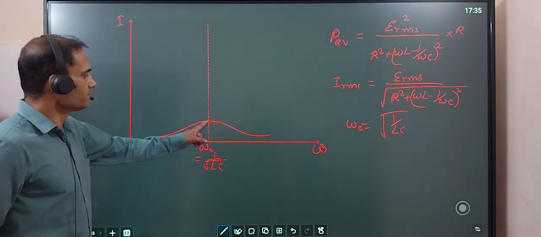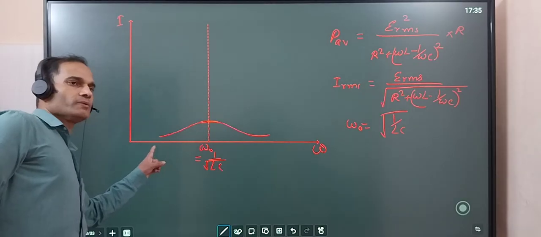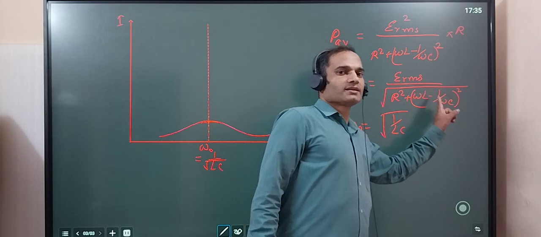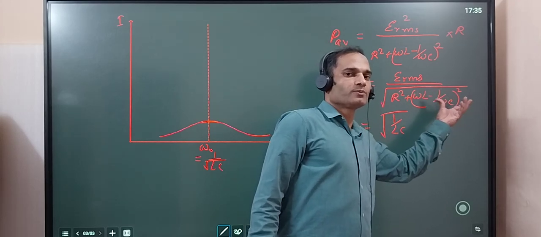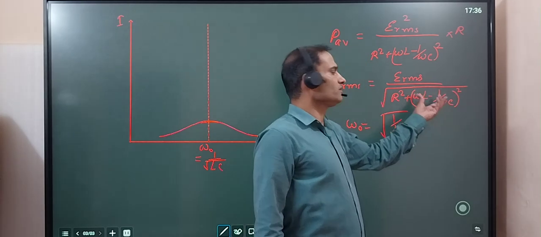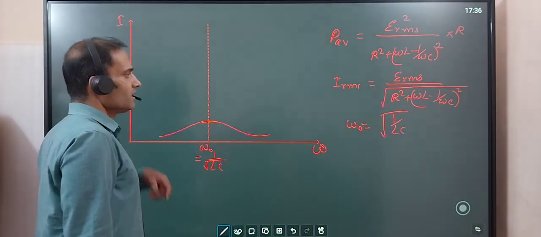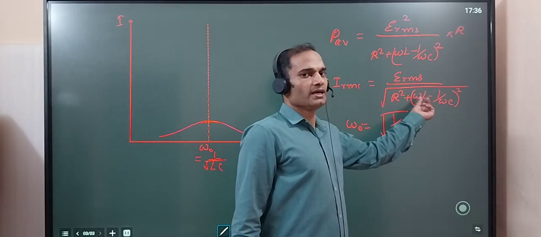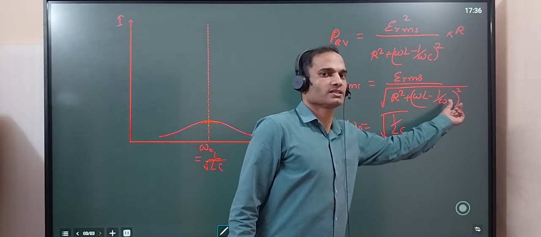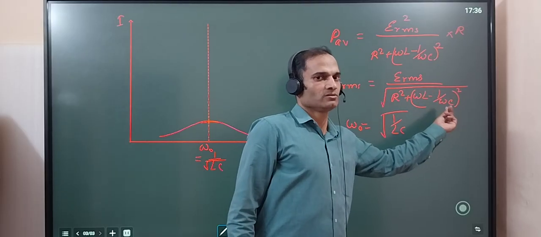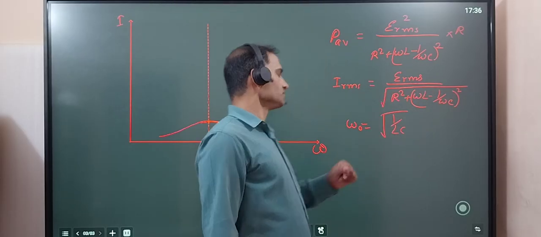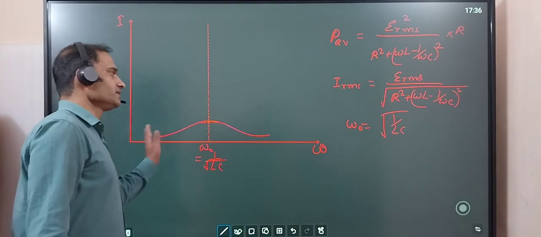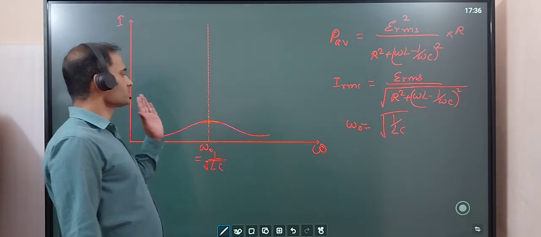So current is maximum here. If you decrease the omega, 1 by omega C will be greater than omega L. This will become non-zero, and current will increase. Also, if you increase omega, this omega L will become larger than 1 by omega C. This is again non-zero, and the current will decrease. So you can see that at omega naught current is maximum. Decreasing or increasing omega gives us a smaller current.